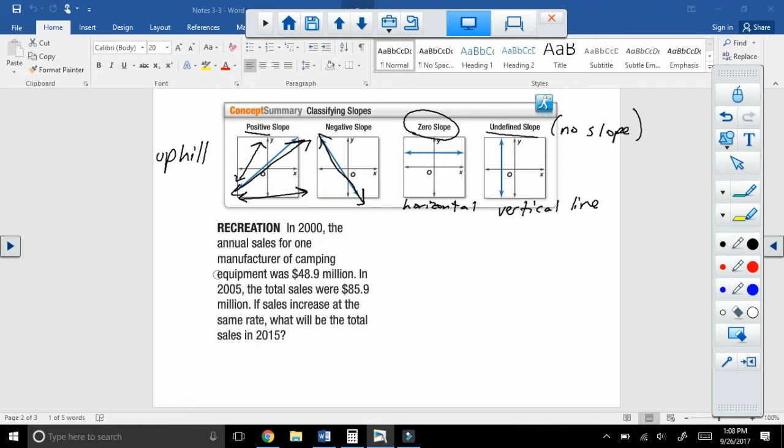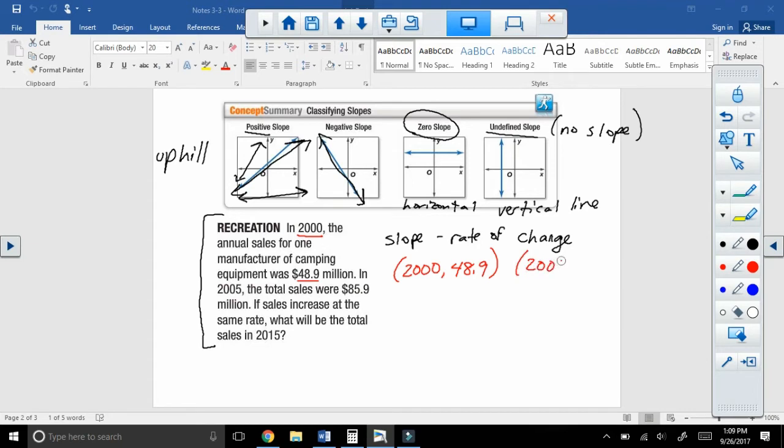So another example of this would be written out like this. If you remember, another way of defining slope is the rate of change. And we use rate of change more frequently when we have a story problem, and the coordinates aren't written out for you. So I'll read through this. It says, in the year 2000, the annual sales for one manufacturer of camping equipment was $48.9 million. If you think of that as a coordinate, you have the year 2000 and 48.9 million. That's one coordinate.